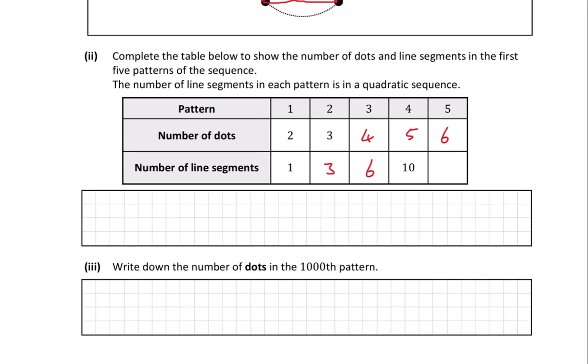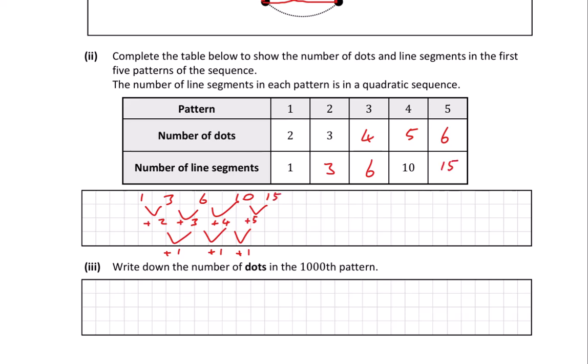You've got 1, 3, 6, 10. So if you look at the first differences, you've got plus 2, plus 3, plus 4. So if you look here, you've got plus 1 as the second difference. So if we add an extra 1 here, that'll be plus 5. So if you add 5 to 10, you get 15. So this would be 15 here.